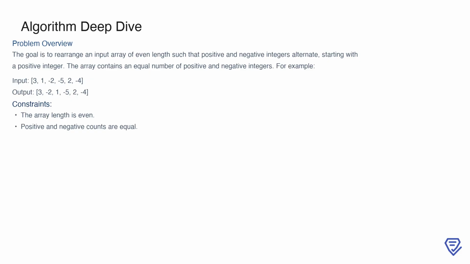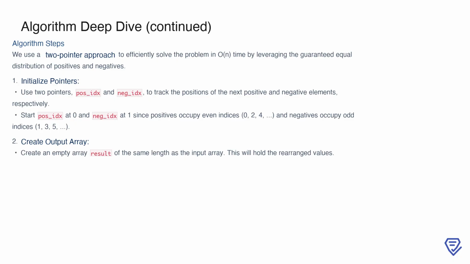The constraints ensure that the array length is always even, and we never have a mismatch between the number of positives and negatives, which allows us to focus purely on the rearrangement logic without worrying about edge cases like uneven counts. To solve this problem efficiently, we use a two-pointer approach that takes advantage of the even distribution of positive and negative integers. First, we initialize two pointers. pos_idx starts at 0 for the positions where positive integers will be placed, and neg_idx starts at 1 for the positions where negative integers will go.